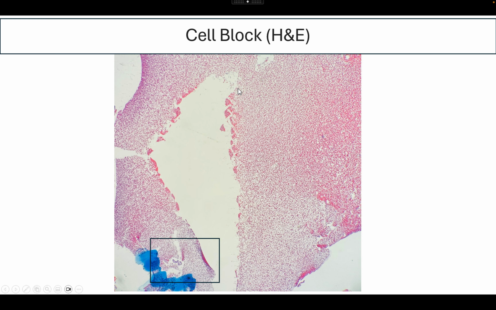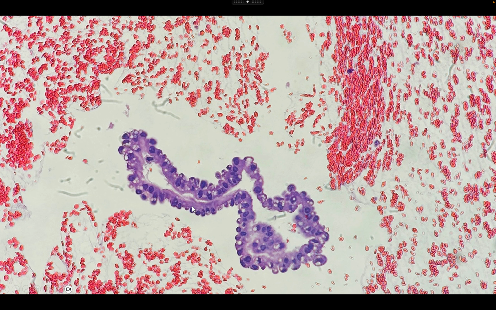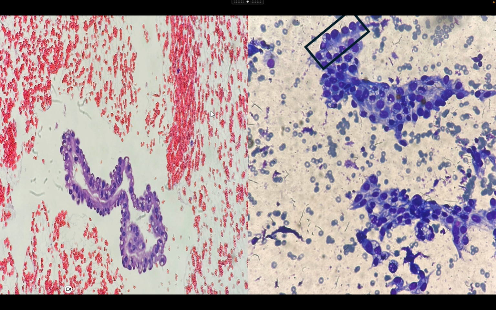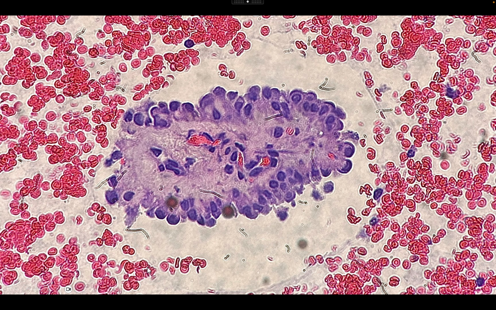So this is the cell block the next day, and as you can see, it's very scantily cellular. But as we look here, you can see that kind of hobnailing look. You can see the vacuolization that we saw on the Diff-Quik, and here's the hobnailing look in comparison. Here you can see the suggestion of a fibrovascular core.